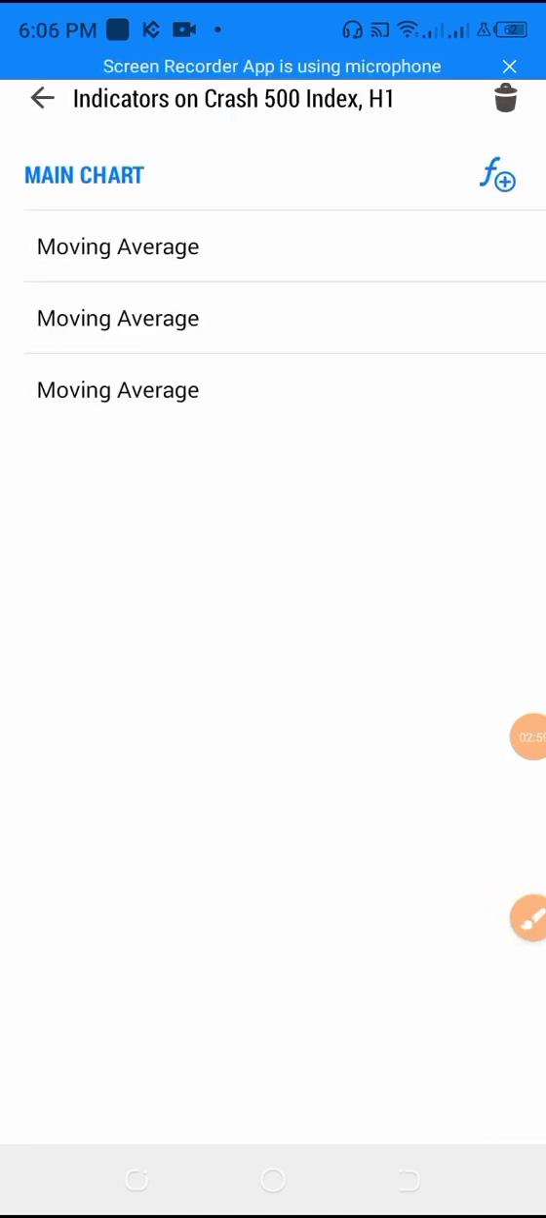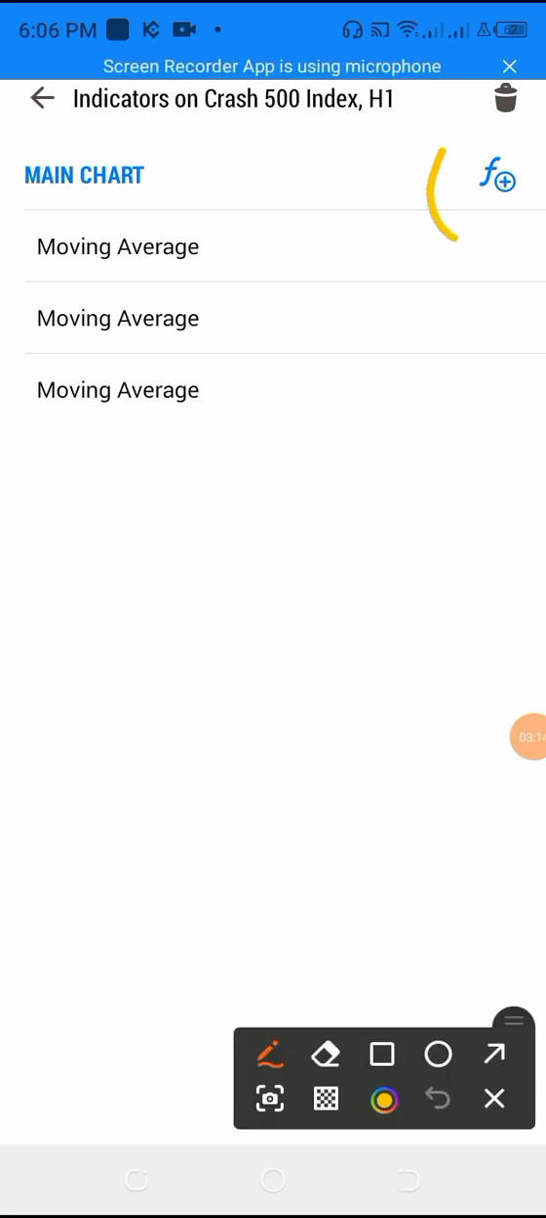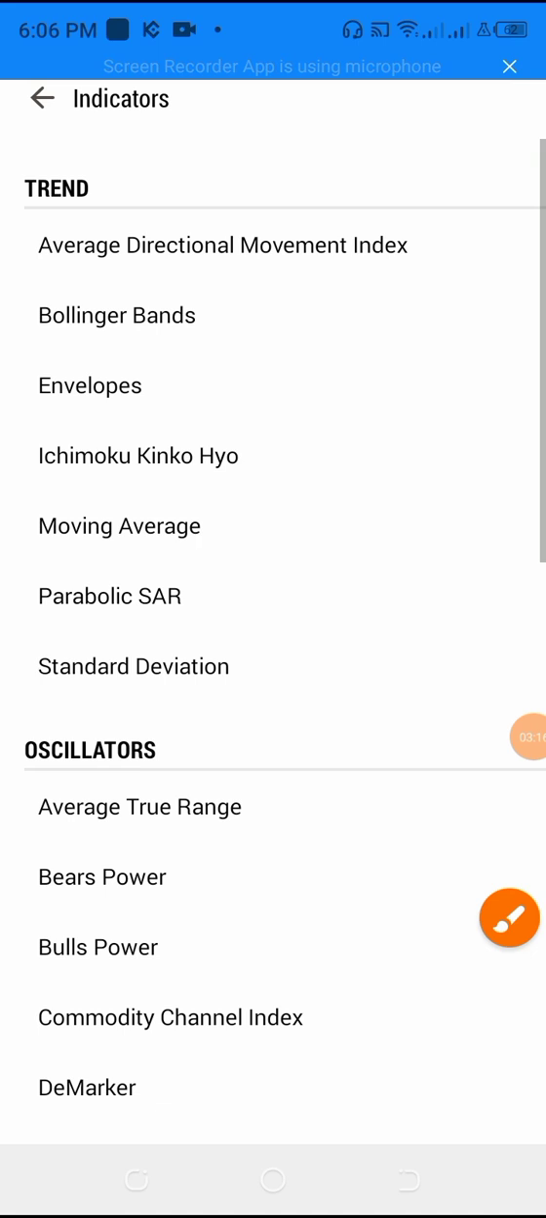Looking here under my main chart, we have about three moving average indicators, the ones you saw on my chart. To add an indicator, you click on this plus right here. There are indicators here, the trend indicators, like I said, and these are the indicators under the trend: the average directional movement index, the Bollinger Bands, envelopes, Ichimoku, the moving average, the parabolic SAR, standard deviation, and the rest. These are mathematical tools used to measure the trend.